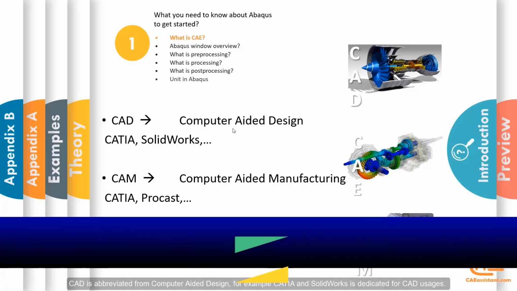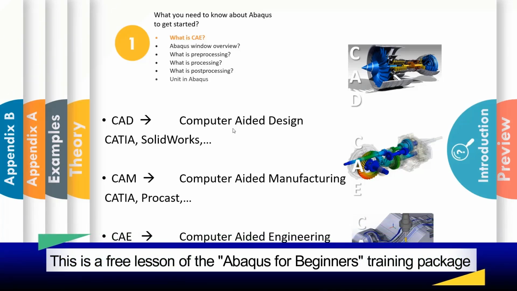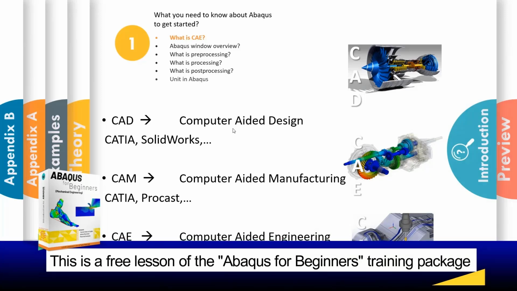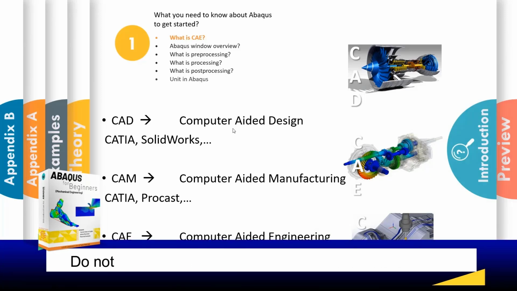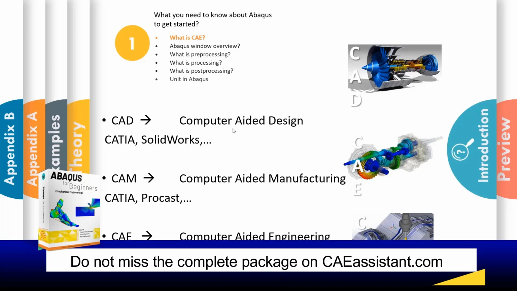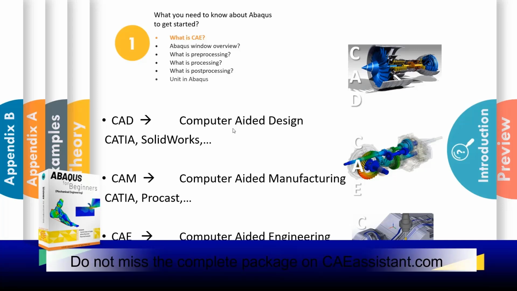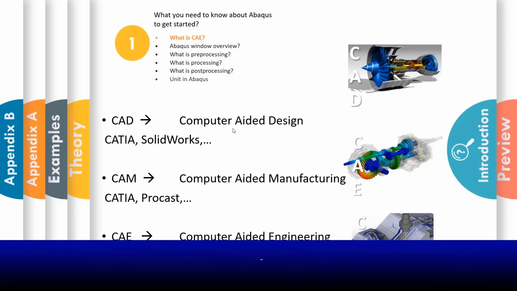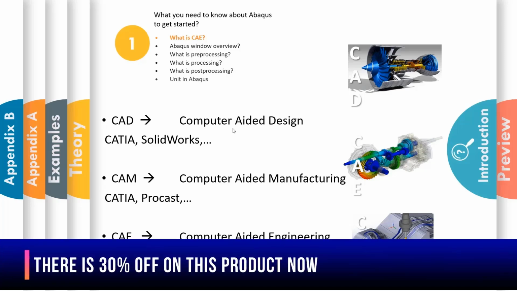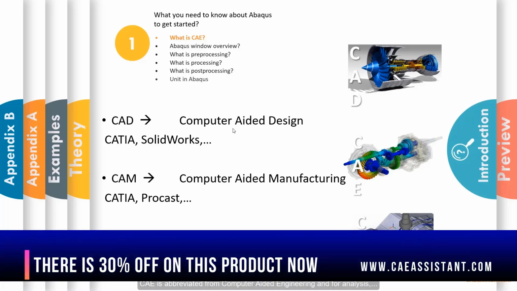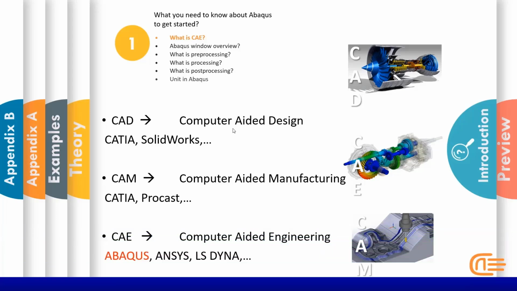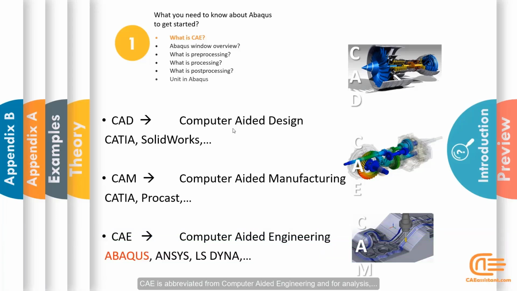CAD is abbreviated from computer-aided design. For example, CATIA and SolidWorks are dedicated for CAD usage. CAM is abbreviated from computer-aided manufacturing, such as CATIA and Procast software. CAE is abbreviated from computer-aided engineering, and for analysis, software like Abaqus, ANSYS, LS-DYNA, and COMSOL are being used.